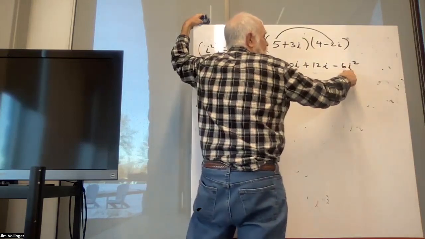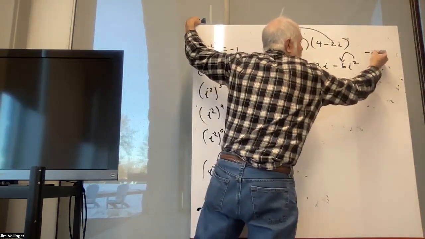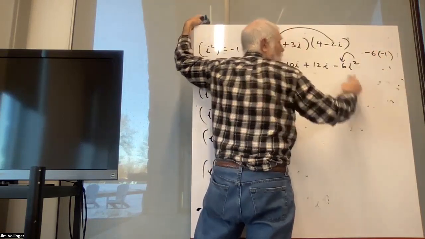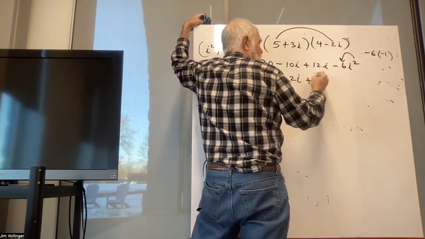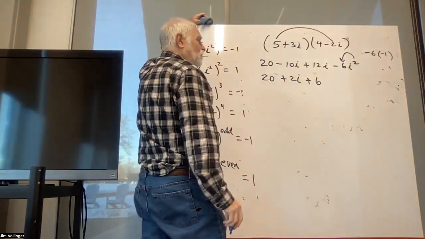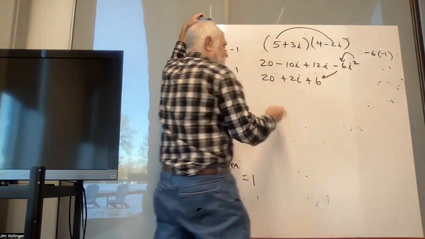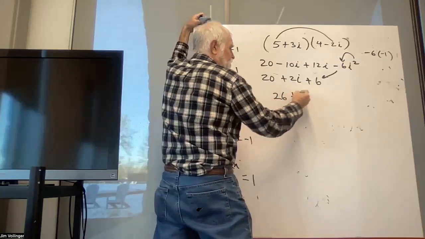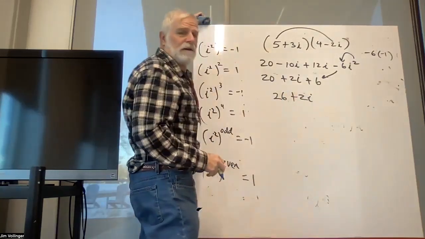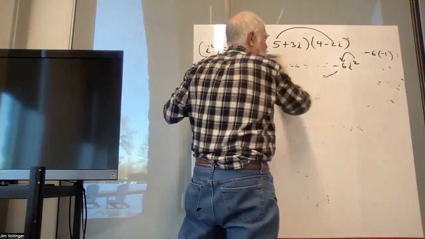And minus 6 times i squared, we talked about that in the video. That is equal to minus 6 times -1. So what does i squared do in a multiplication? Changes the coefficient sign. So that's really plus 6. Okay, so we have like terms, 20 plus 6 is 26 plus 2i. Pretty straightforward stuff.